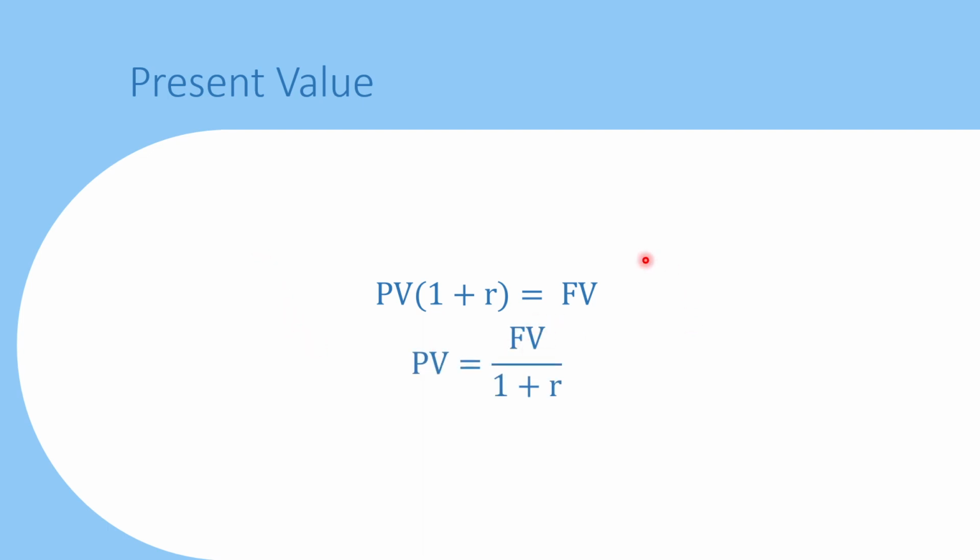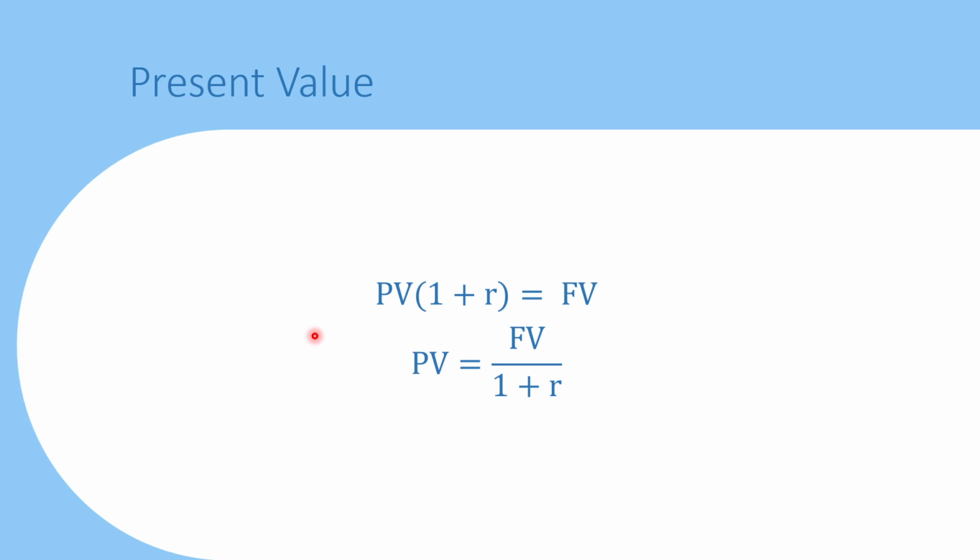All I've done in this case is taken that first equation and divided both sides by 1 plus R. And when I do that, this cancels out and it leaves me just with PV on the left-hand side. And on the right-hand side, we have FV, which is the future value, divided by 1 plus R. This is quite interesting because what this means is if I give you the future value and I give you the rate of return R, then you can give me a present value.